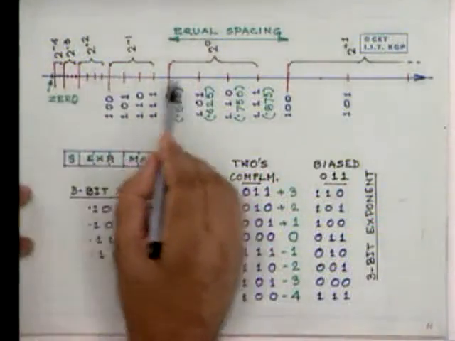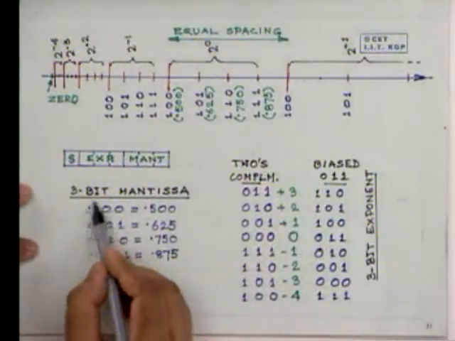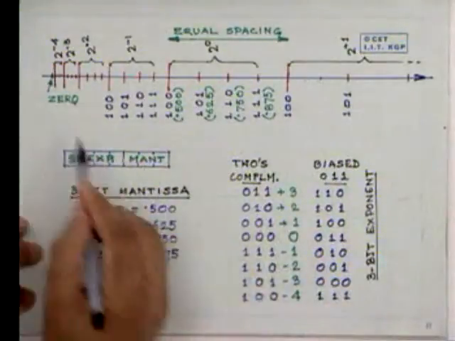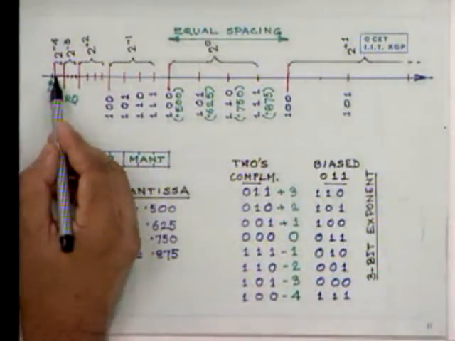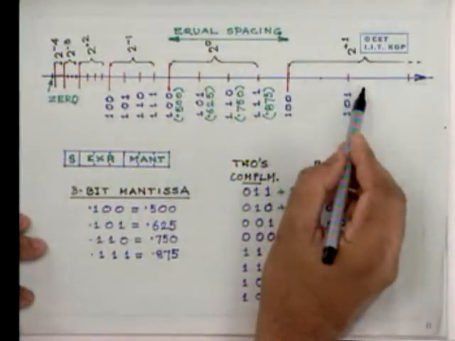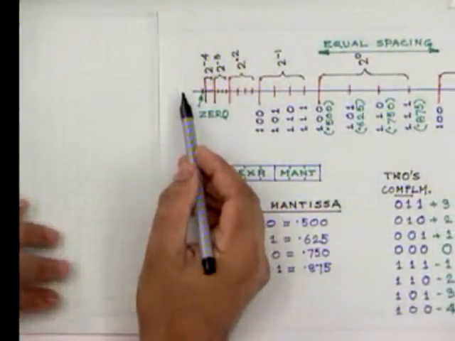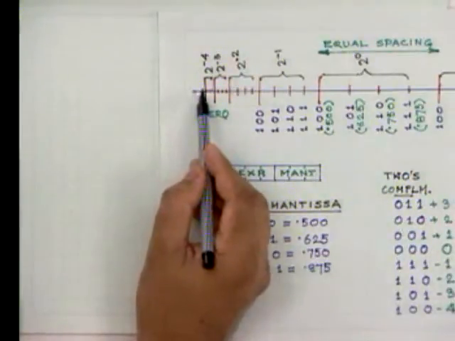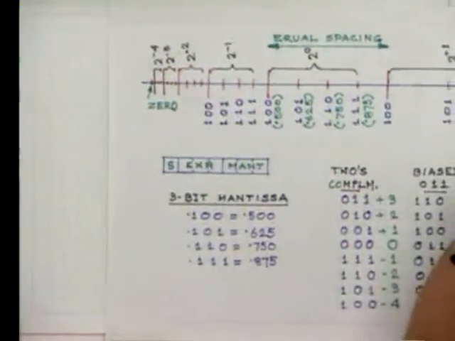Another thing is that here, when I represented the floating point numbers in terms of a 3-bit mantissa and a 3-bit exponent, I have only shown the positive side of this number representation up to a certain point. Similarly, the negative side of the number representation will be the mirror image of the positive side.